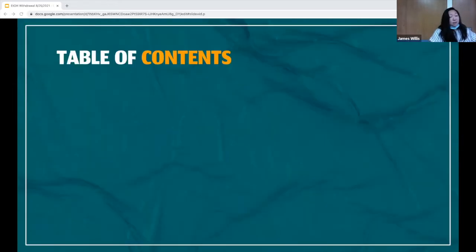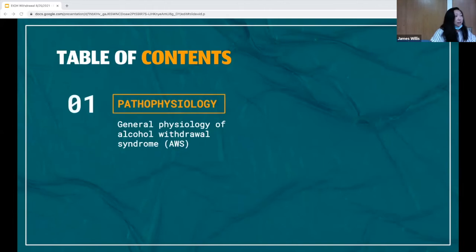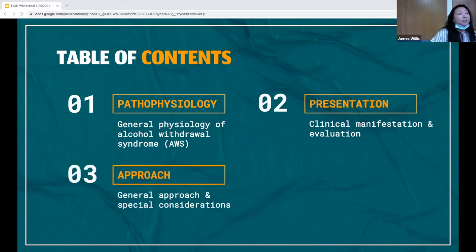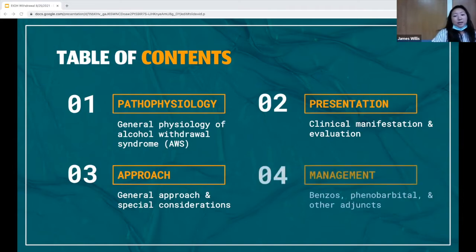So first I want to talk about the general pathophysiology of alcohol withdrawal, as understanding it is super important to understanding the therapies that are useful. I'll review the clinical manifestations and evaluation of patients in withdrawal, the general approach to assessing these patients and some specific considerations to keep in mind. And finally, I'll go over the therapies that we have at our disposal, things like benzos, there's also Phenobarb, and of course, Robbie, I will talk about ketamine.